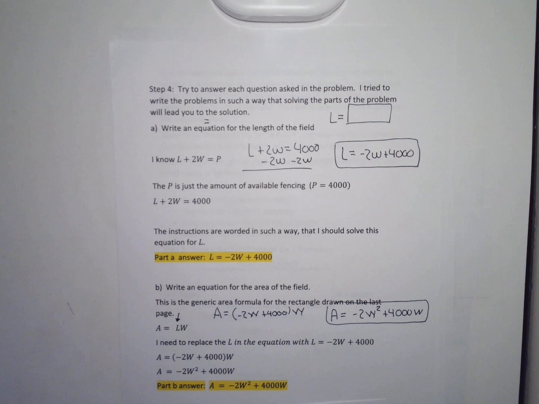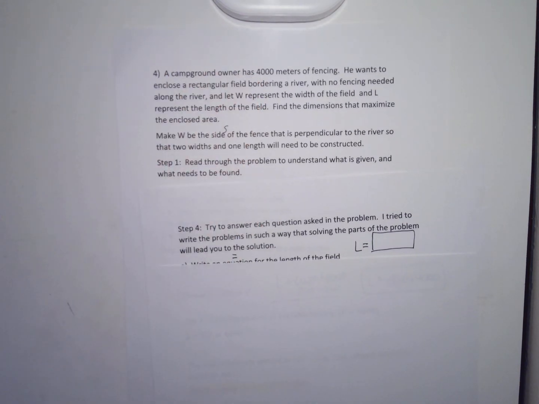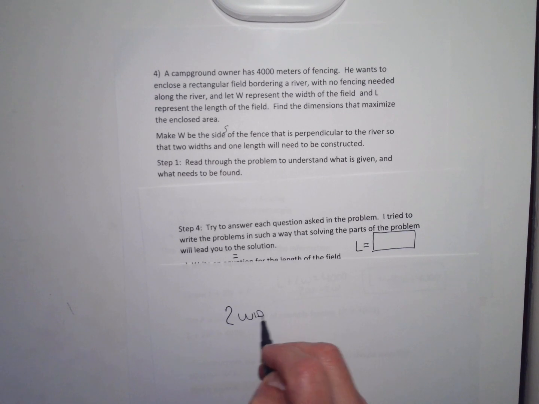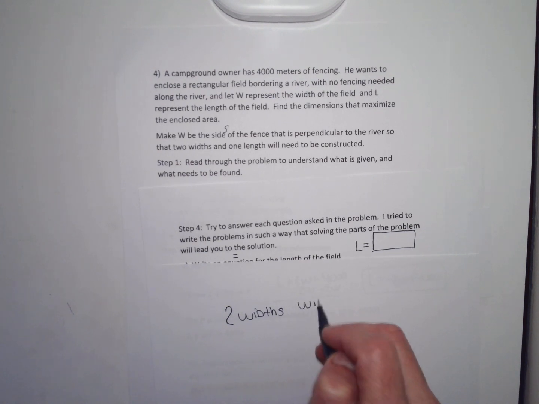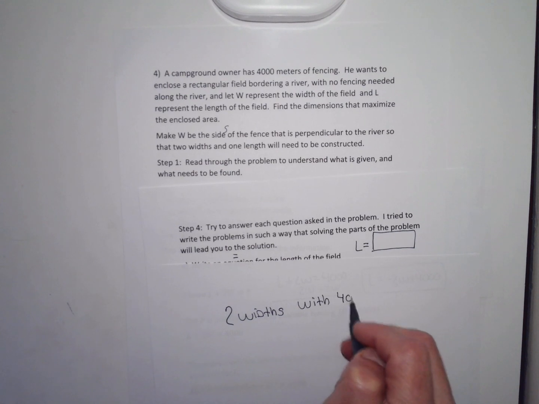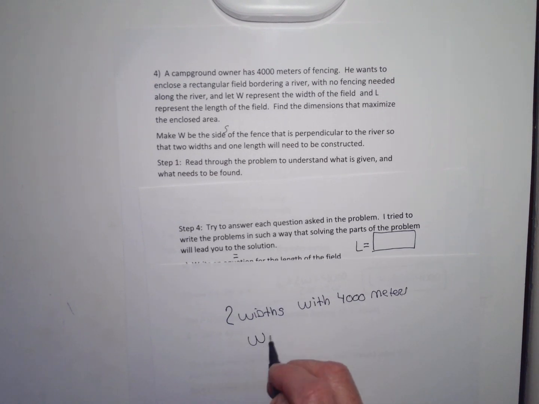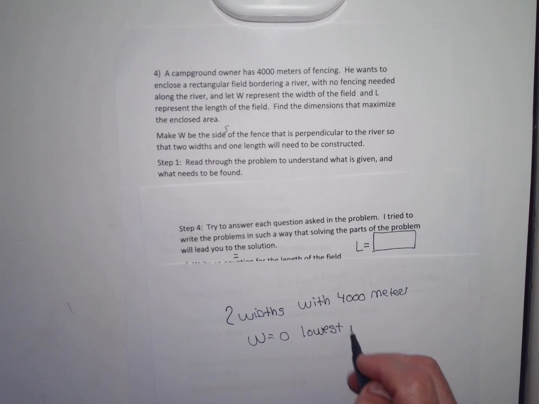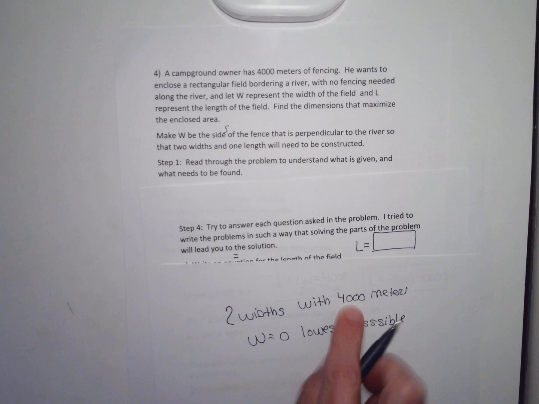And in this problem, because I'm building 2 widths of equal size, and I have 4,000 meters of fencing available, well, I know that my width of 0 would be the lowest possible. I don't even know that that's really possible, but I can't have a width less than 0.